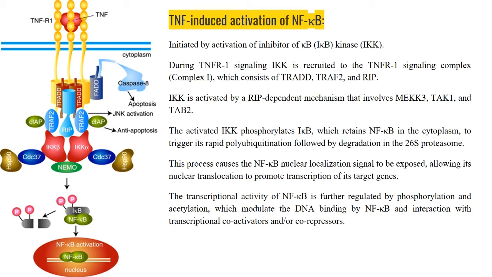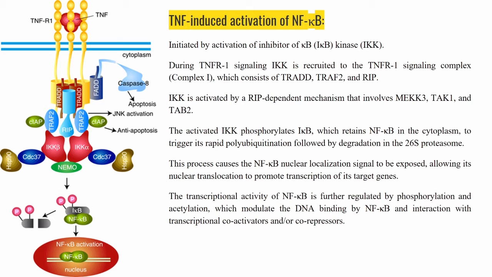Next pathway is TNF-induced activation of NF-kB. First, it will start with activation of inhibitor of kB kinase, IKK. During TNFR1 signaling, IKK is recruited to the TNFR1 signaling complex 1, which consists of TRADD, TRAF2, and RIP. IKK is activated by a RIP-dependent mechanism that involves MEKK3, TAK1, and TAB2.